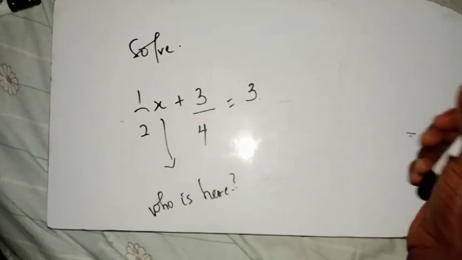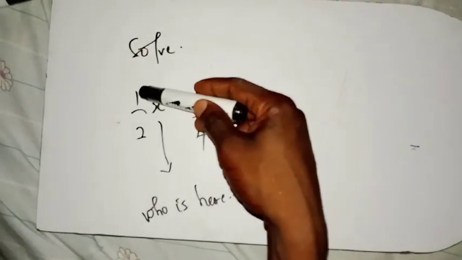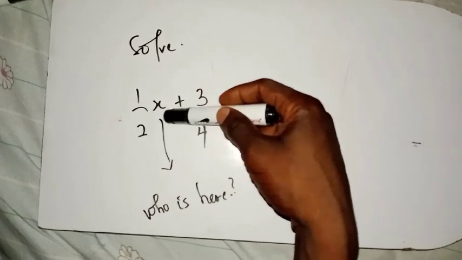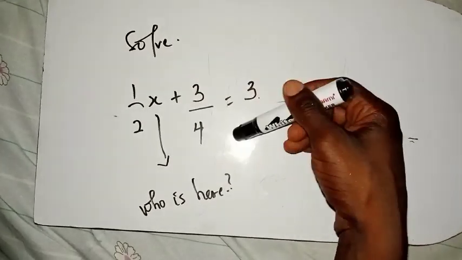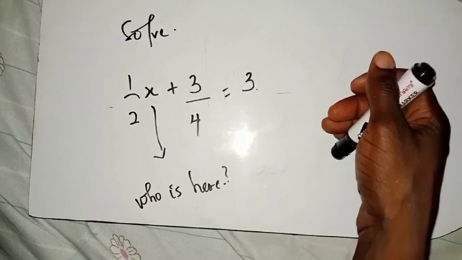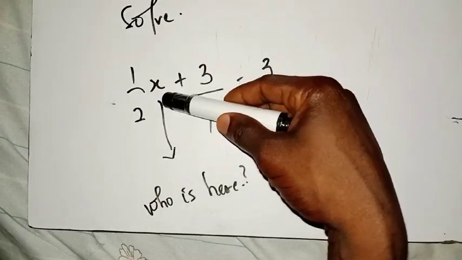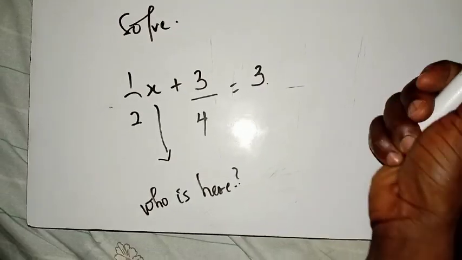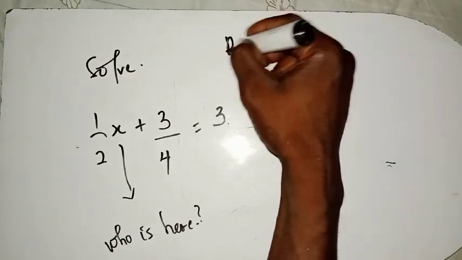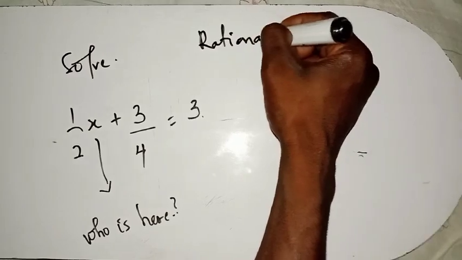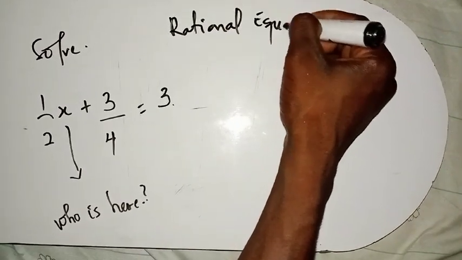We want to solve this equation, right? So that is 1 on 2x plus 3 on 4, everything equal to 3. Now the question that we are asking here is, who is this guy here? Now this is what we call a rational equation, right? So that is just a name.